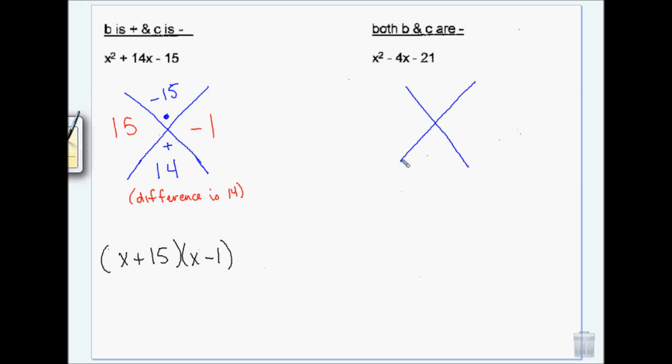It's kind of the same deal when they're both negative. If I'm multiplying to make a negative, I need one positive, one negative. And I want factors of 21 that have a difference of 4. So my factors of 21 are 1 and 21 or 7 and 3. Obviously, it's going to be the 7 and 3 because they have a difference of 4. I want the 4 to be negative, so that means I'm going to make the 7 negative and the 3 positive.